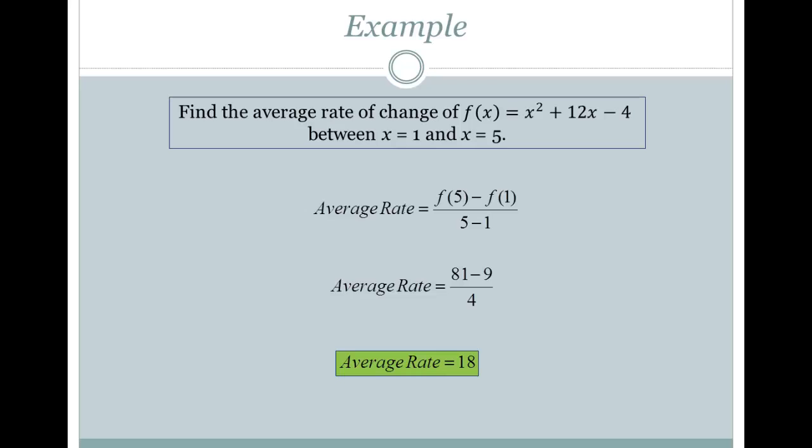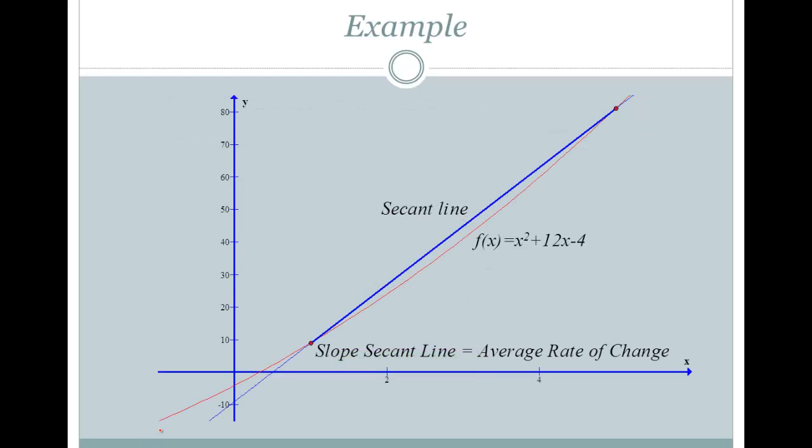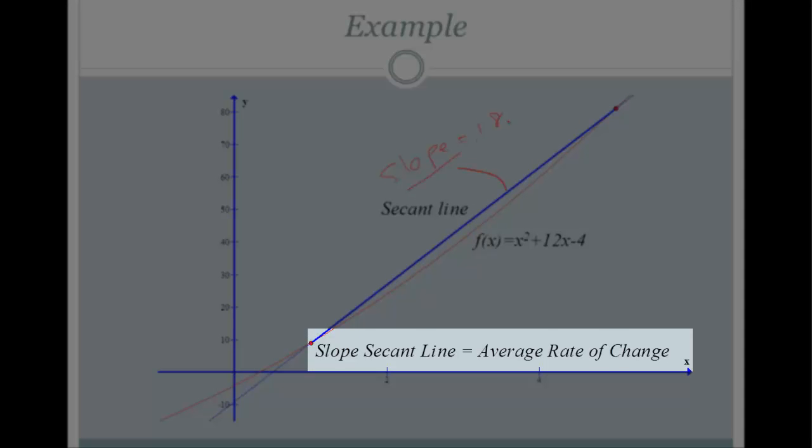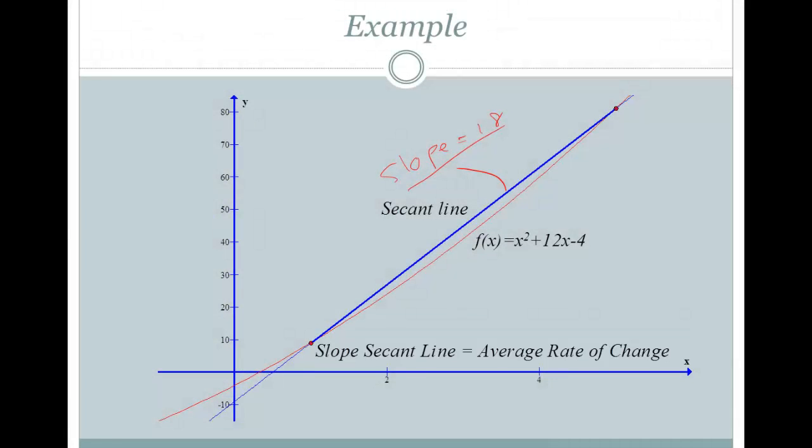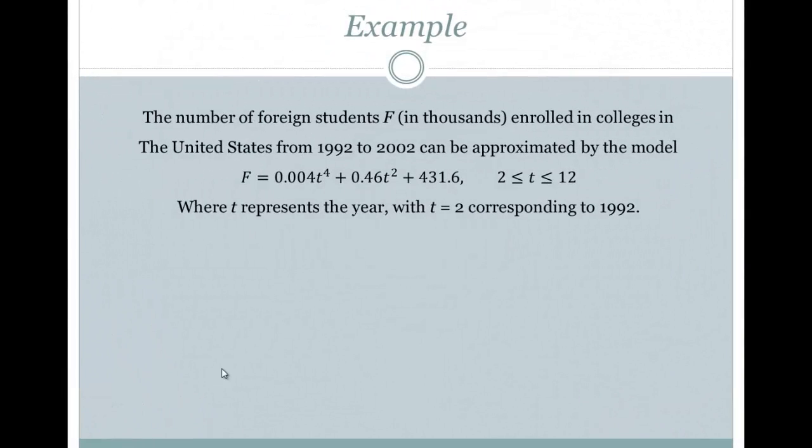If I look at it graphically, what this looks like is this. Here is the red curve, the function. Here's the secant line, and the slope of this line right here was equal to 18, which was my average rate. Okay, slope of the secant is equal to average rate of change. Let's do one where it puts it in context a little bit.